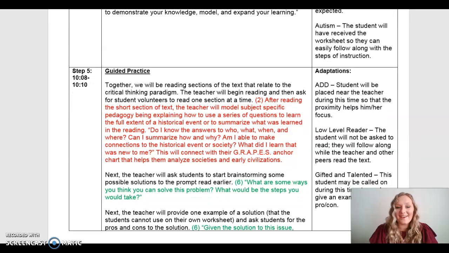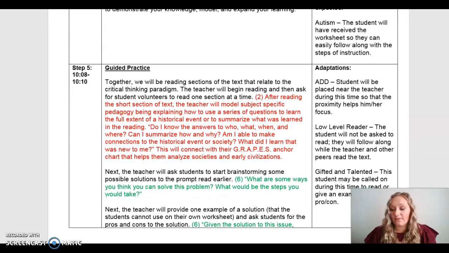Going down. Okay, so guided practice. So here we have model subject-specific pedagogy. So this has been talked about in our lessons before, I'm assuming. I'm just saying, because I would talk to my students about how we would analyze historical texts or early civilizations.